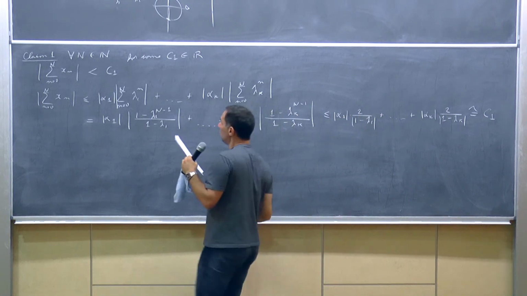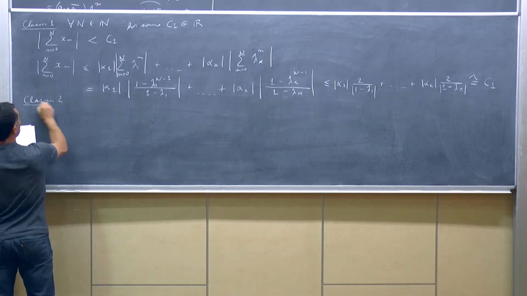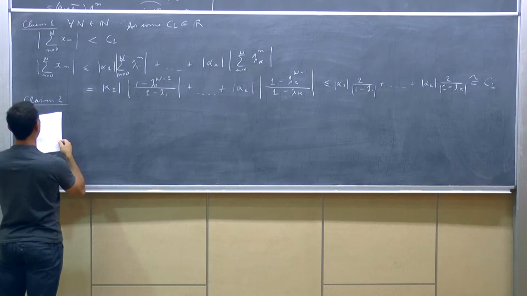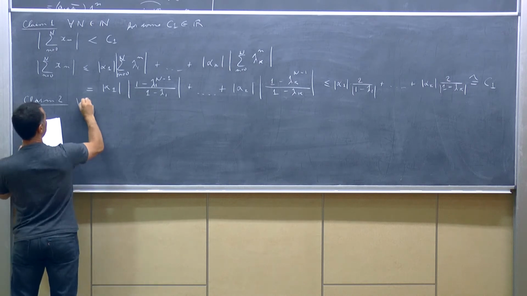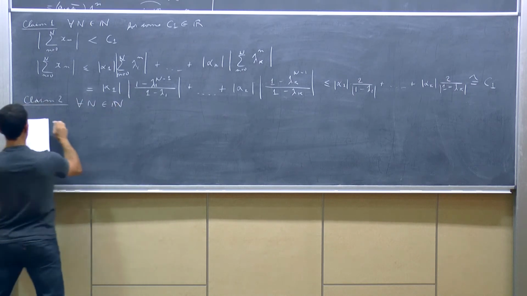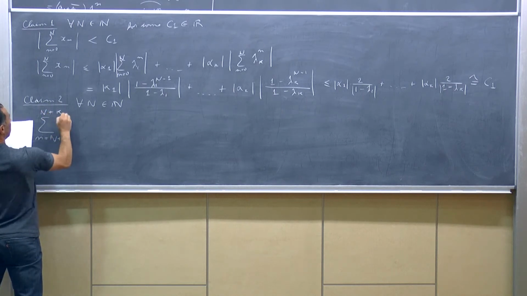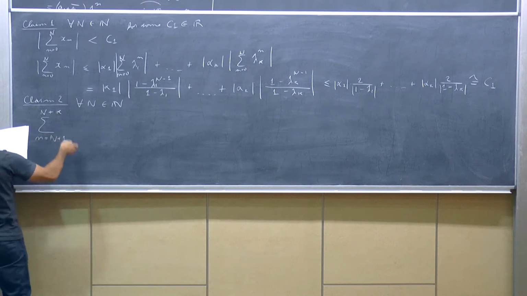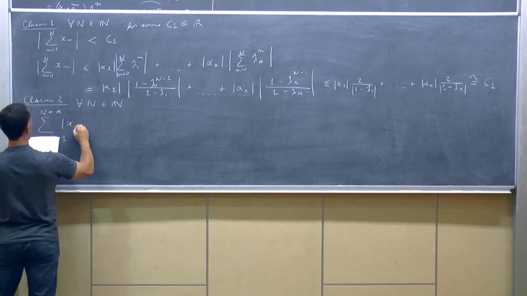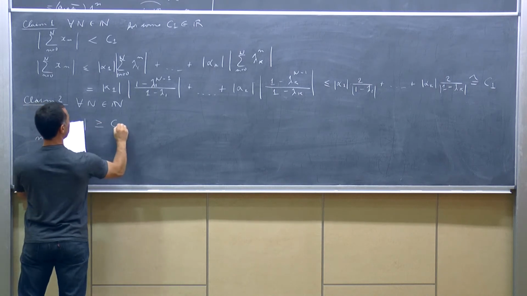Okay. Claim 2. Claim 2 is that the sum of the absolute values of any k consecutive x_n is bounded from below. So I want to write this as, for any N in the naturals, the summation for n equals N plus 1 up to N plus k. I'm taking k being the number such that I have lambda 1 to lambda k. So I'm taking k terms of absolute value of x_n, and I'm claiming that this is bigger or equal to some C2.